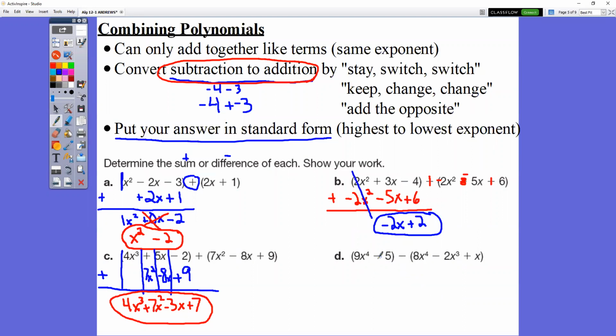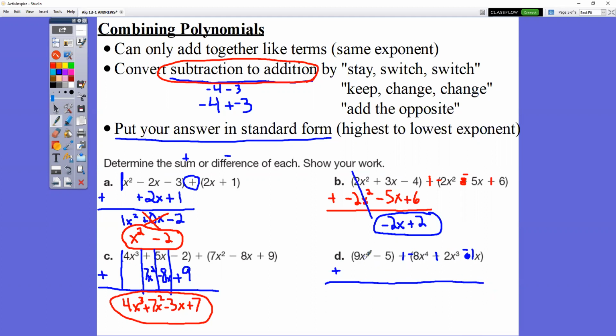Take a look at D. In D, notice that I have a subtracting question. So I want to change my minus sign to a plus sign. I want to change all the signs of the other terms. So this 8 is going to be a negative 8. This minus 2x cubed is going to be plus 2x cubed. This plus 1x is going to be a minus 1x. So now I want to line them up. Now, this one is going to be sort of a pain. All right.